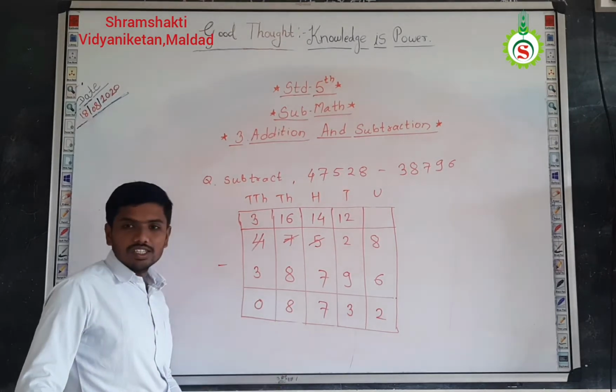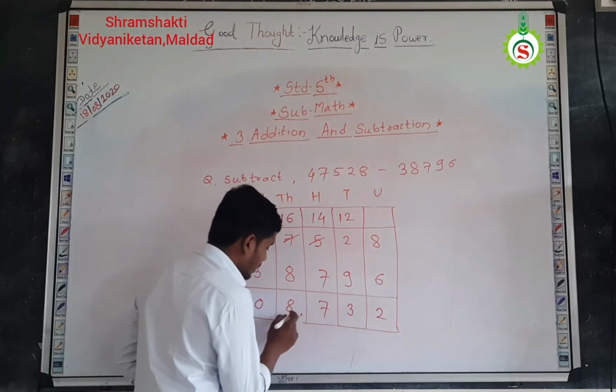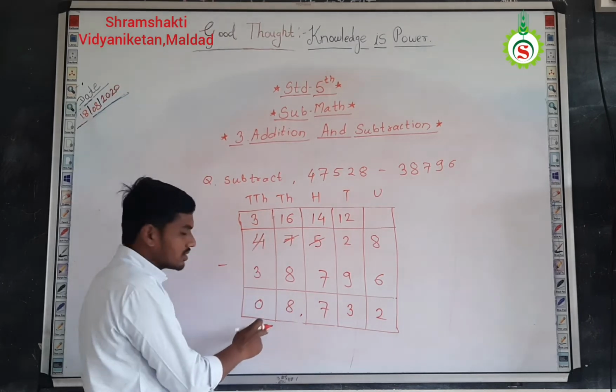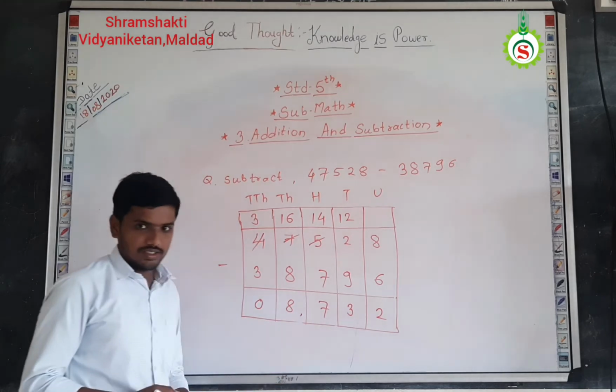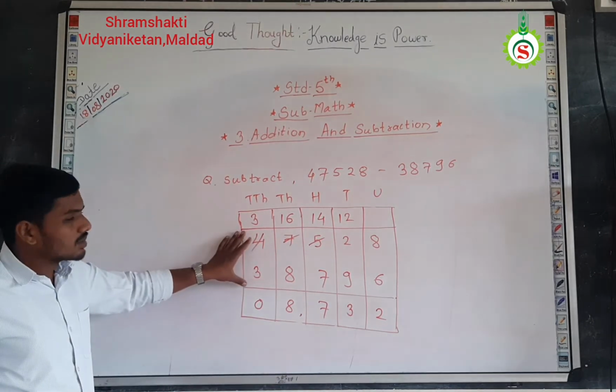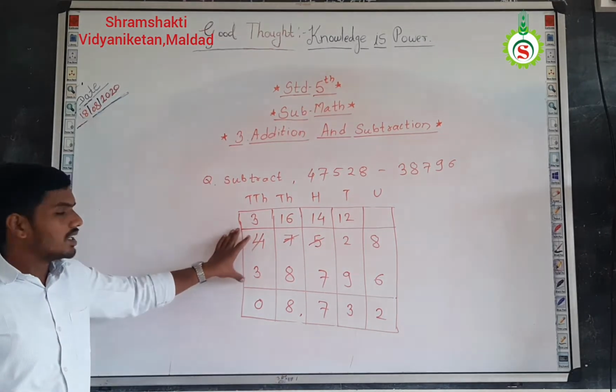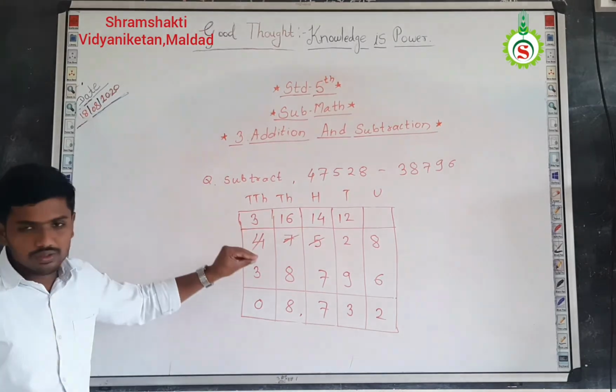Now what will be the answer? If I want to read the answer, the 8 is present at the place of thousands, so 8,732 is the answer. Okay. That means up to last year we have seen subtraction of high-digit numbers.